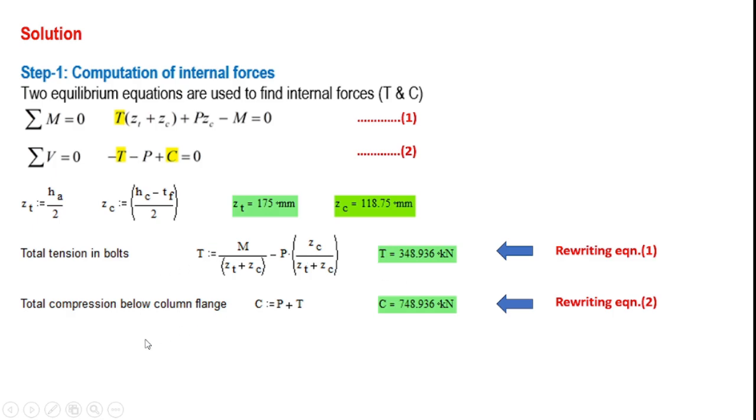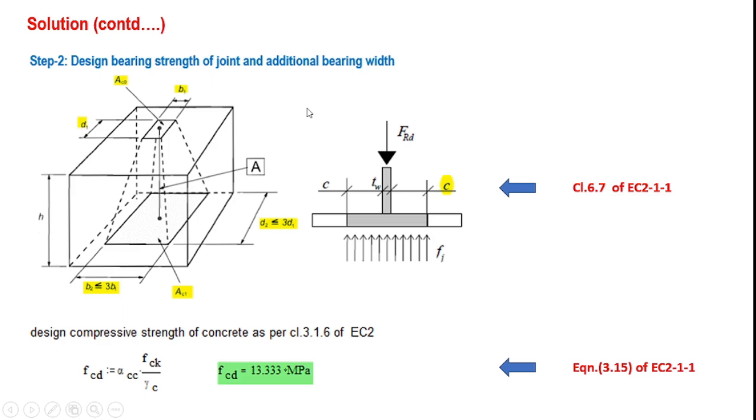Now coming to the total compression in concrete bearing below the compression column flange, we can use equation 2, wherein we can write C equal to P plus T. We know the value of P, we just now computed capital T, so we can obtain the total compression C. So for this problem, we calculate the total compression C as 748 kilonewton. Please remember we are using kilonewtons for the force. So the next step would be the computation of the design bearing strength of joint and additional bearing width.